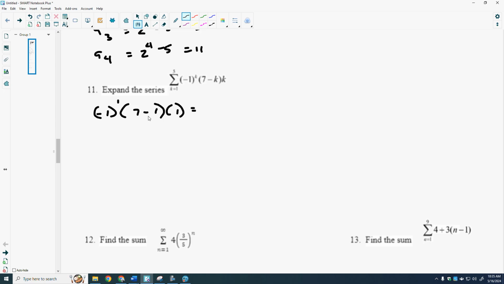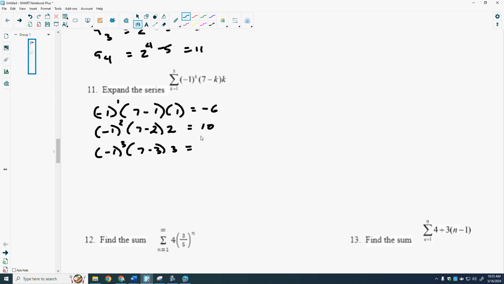-1 times 6 is -6, times 1 is -6. Repeat the process. -1 to the second power, 7 minus 2, times 2. I'm putting a 2 in for every single k. Why am I doing that? Because I'm counting from 1 to 5. And then I'm going to put in a 3, and then a 4, and so on. Okay, so -1 squared is a positive 1. 7 minus 2 is a positive 5. Times 2 is a positive 10.